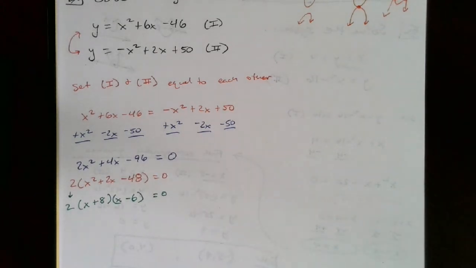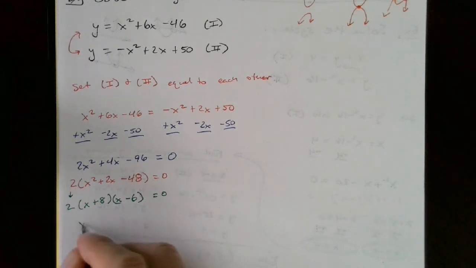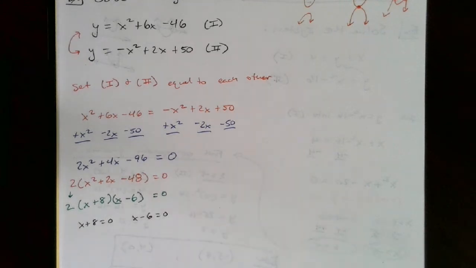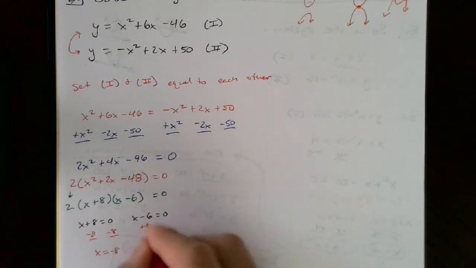And then you set each of your factors that contains a variable equal to 0. So 2 is just a constant in front, doesn't have any variable with it. You don't set it equal to 0 because 2 is just 2. So we set x plus 8 equal to 0, x minus 6 equal to 0. And then solving here, we subtract 8, so we get x equals negative 8. Here I add 6, I get x equals 6.